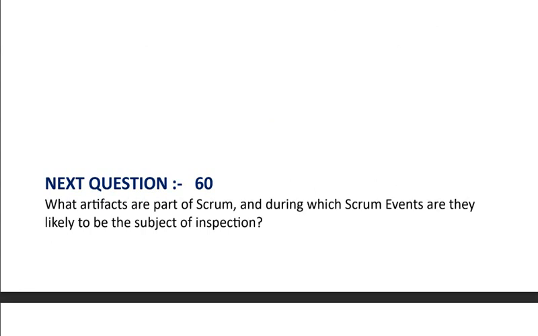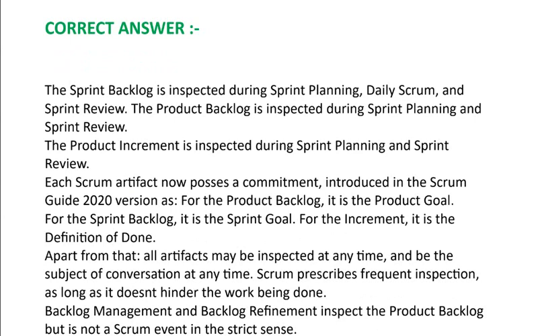Question is, what artifacts are part of Scrum and during which Scrum events are they likely to be the subject of inspection? Answer is, the sprint backlog is inspected during sprint planning, daily Scrum and sprint review. The product backlog is inspected during sprint planning and sprint review. The product increment is inspected during sprint planning and sprint review.